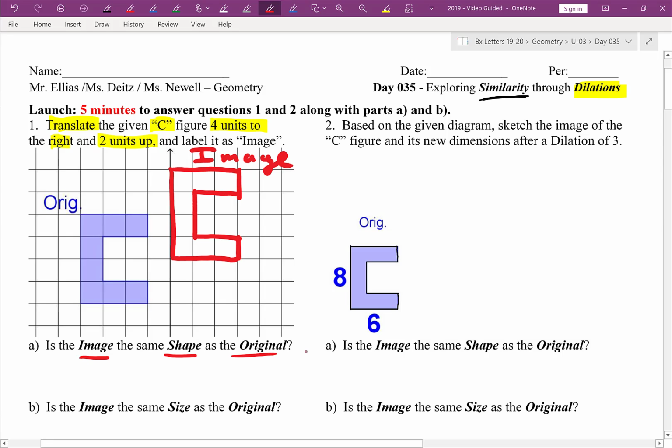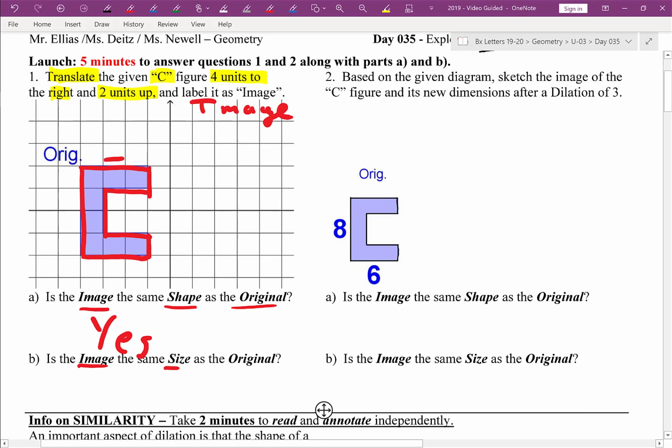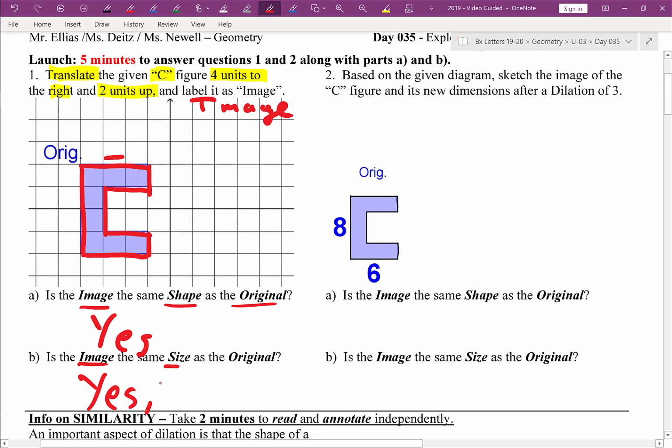And then I'm going to answer these questions. Is the image the same shape? Yeah, they are both C's. Is the image the same size? Well, I think so. I can just verify by tracing it back on. And yeah, they are the same size. So yes. And then I'm going to go a step further and say, because it was a rigid motion, right? Translation falls under that category of rigid motions. It's not changing size or shape.